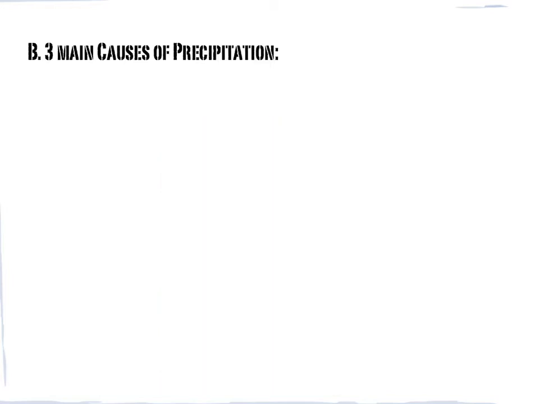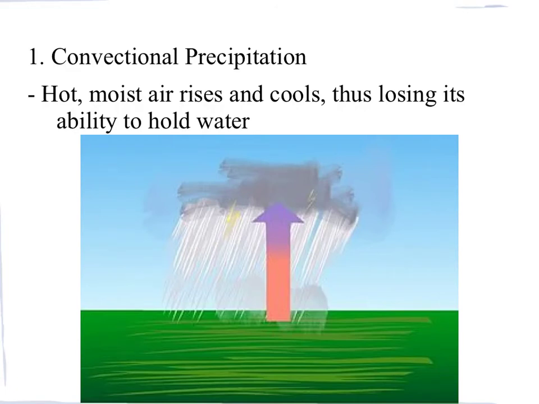Now we're going to talk about three main causes of precipitation, or you could say types of precipitation. The first type is convectional precipitation. We've already talked about convection. You remember convection is the process by which hot things expand, become less dense, and rise up, and then gradually become cooler. When this happens with the air in the atmosphere, it starts out as hot surface air.